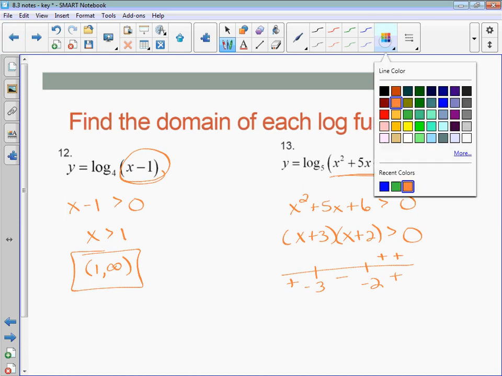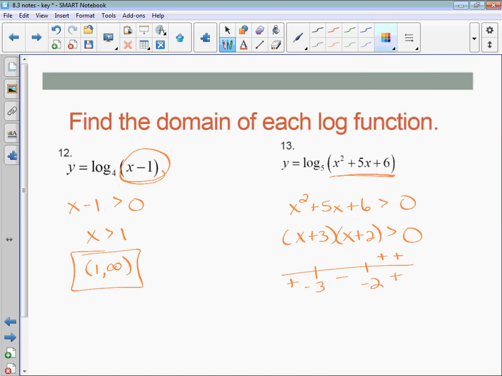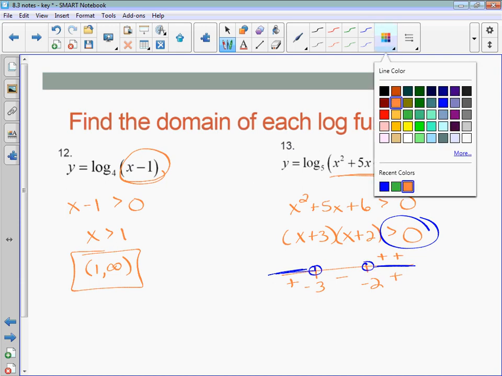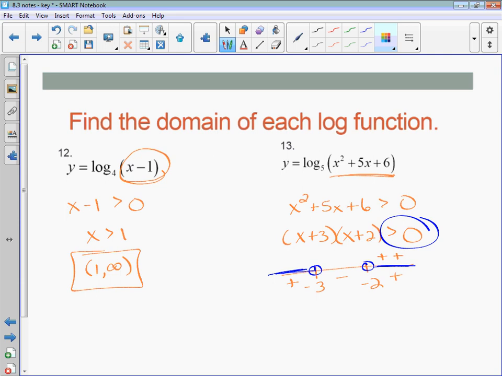I want greater than 0. So I want this stuff, and I want this stuff. Do I want the negative 3 and the negative 2? No, those are not included. You're not going to do equal to 0 when we're doing logs. So you're going to tell me your answer: negative infinity to negative 3, negative 2 to infinity.